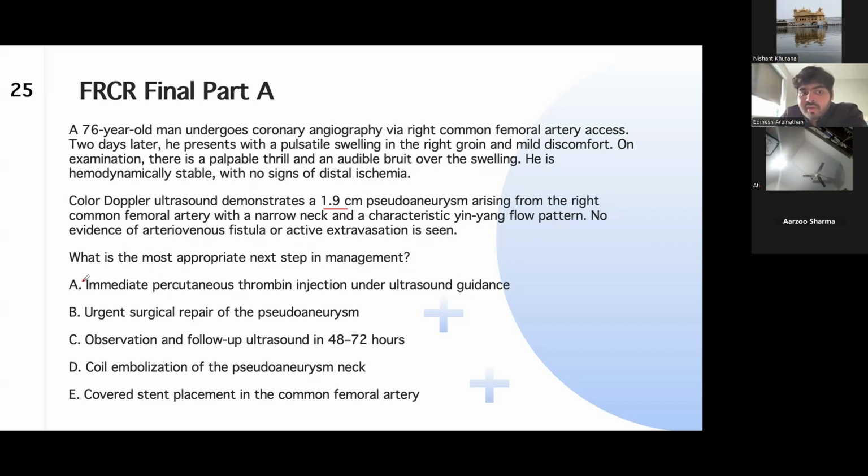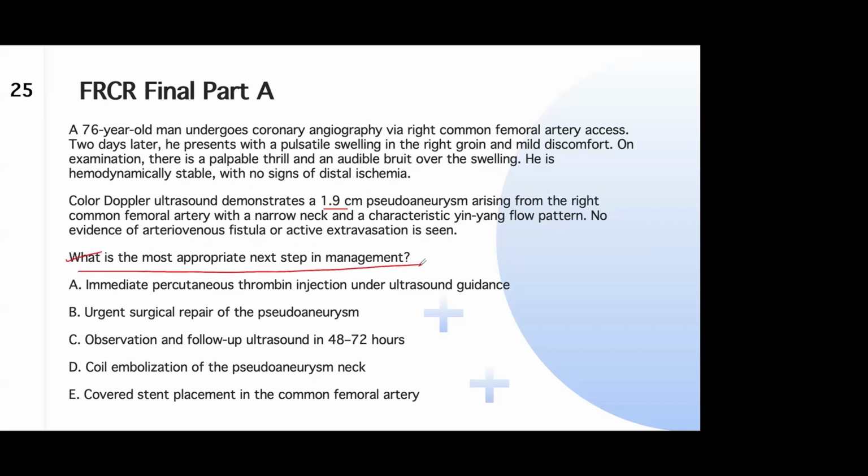So you will have a leading question like this: what is the most appropriate management? And you will have a clinical stem, and depending on this clinical stem, you'll have to answer this question.